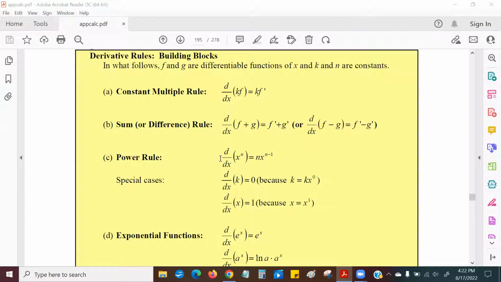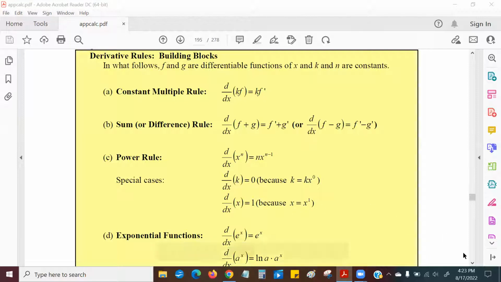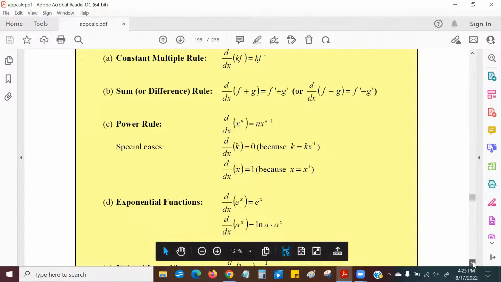The power rule for derivatives now. This is the power rule for derivatives, is that the derivative of x to the n is n times x to the n minus 1. That's something which we've used many, many times. And of course, if I just have the derivative of a constant, that's equal to 0, because really I could say that k is k times x to the 0, so it really fits into that rule. And the derivative of just plain x is 1, because x is equal to x to the 1 power. So that works out perfectly.